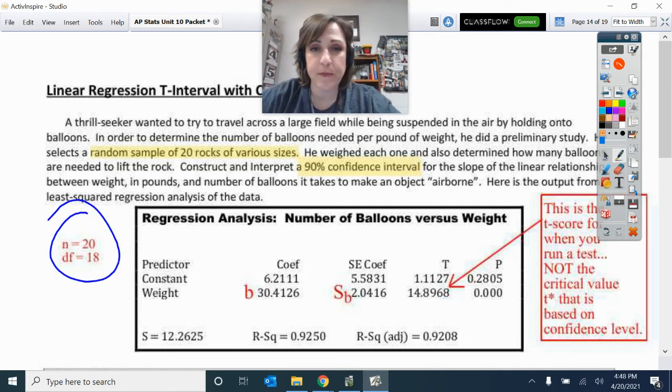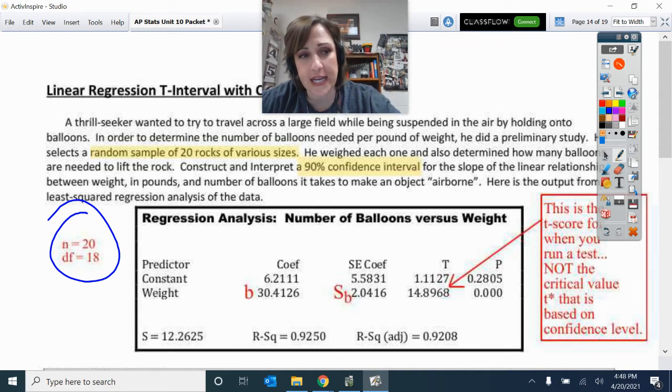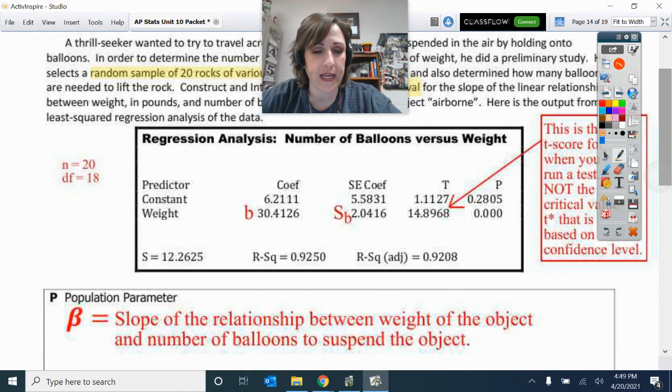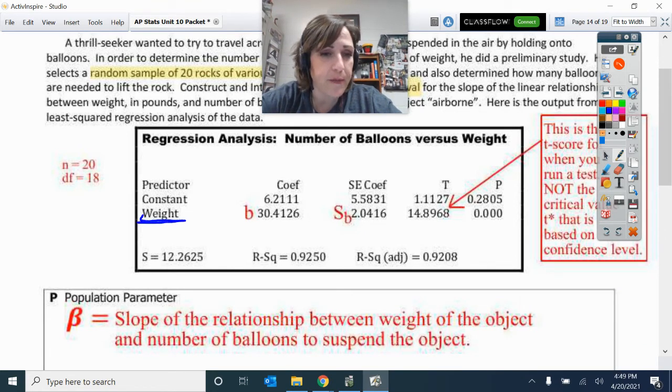That makes me think sample size is 20, DF is 18. He weighed each one and also determined the number of balloons that was needed to lift the rock. Make a 90% confidence interval for the slope of the linear relationship between the weight in pounds and the number of balloons it takes to make an object airborne. Here's the output that we got. So here we go. I like to label my things here. Of course, my explanatory variable is the weight, and the response is how many balloons it's going to take.